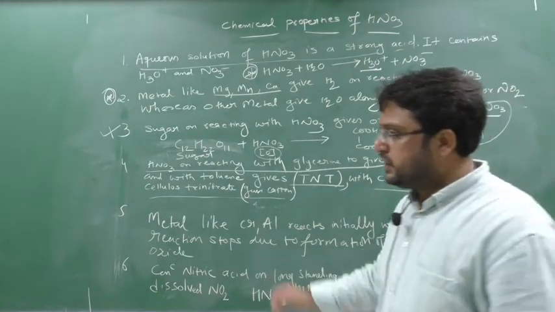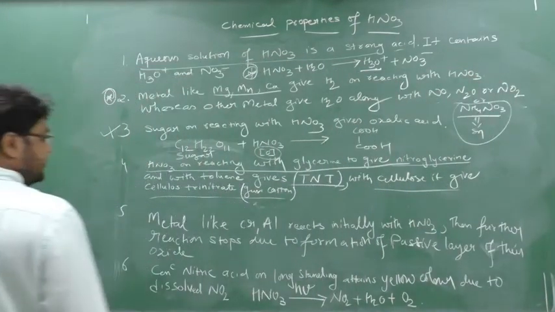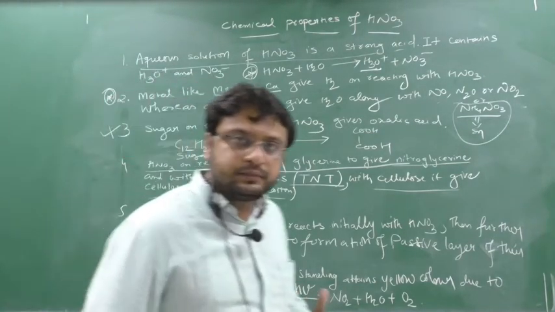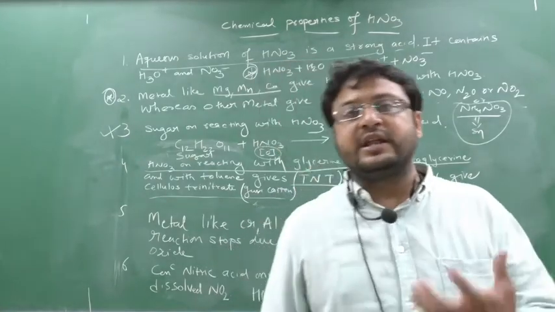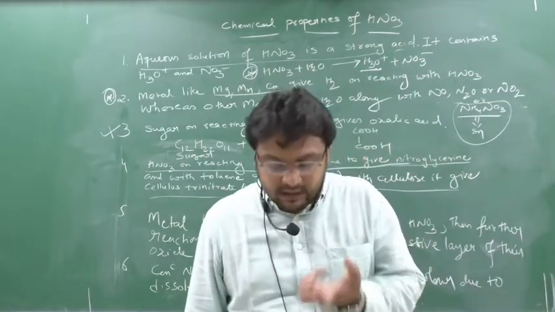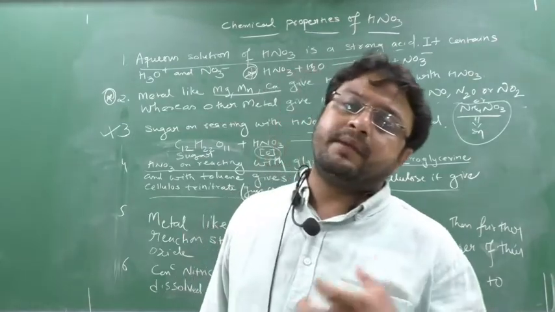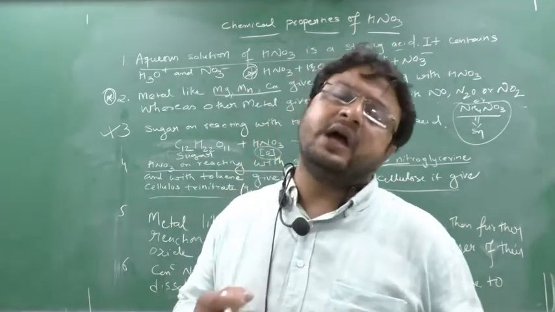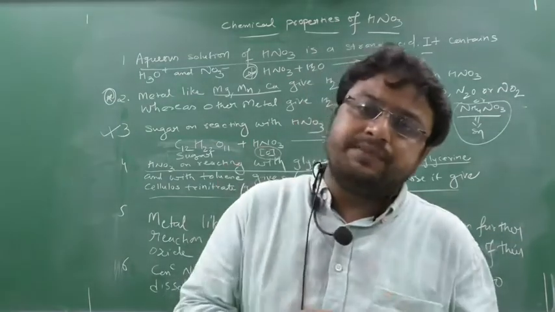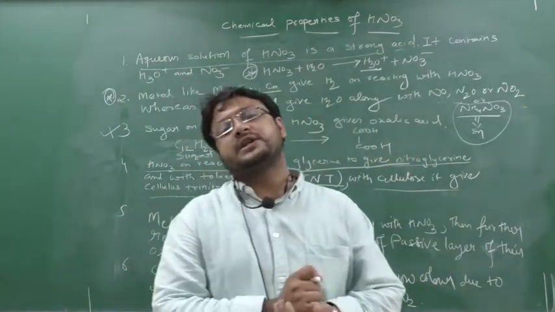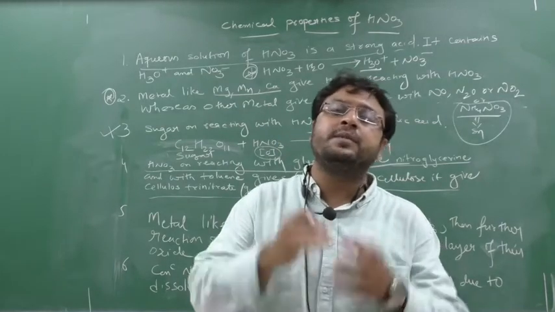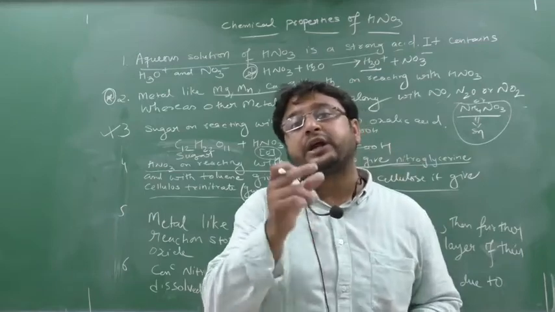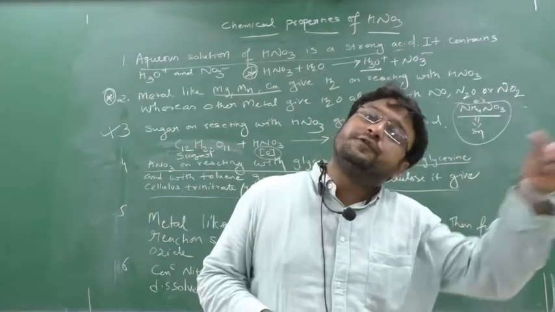Clear? Now the fifth point is very important, that is passivity. What do you mean by passivity? It means metals like chromium or aluminum, when they are made to react with nitric acid, initially for a few minutes they will react. After some time, the reaction will start to stop. Why does the reaction start to stop? Because aluminum and chromium will form their oxide layer. Now that oxide layer will act as a protective film for the metal against further reaction.